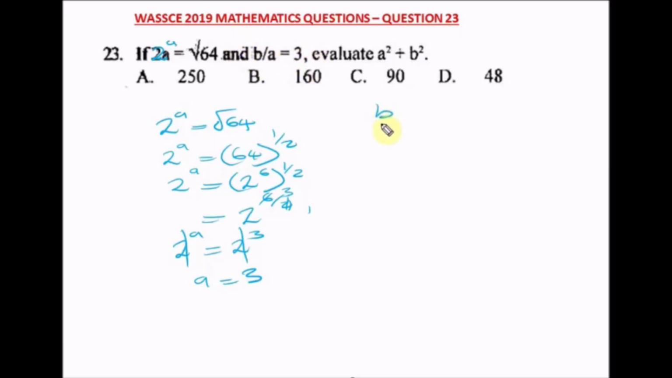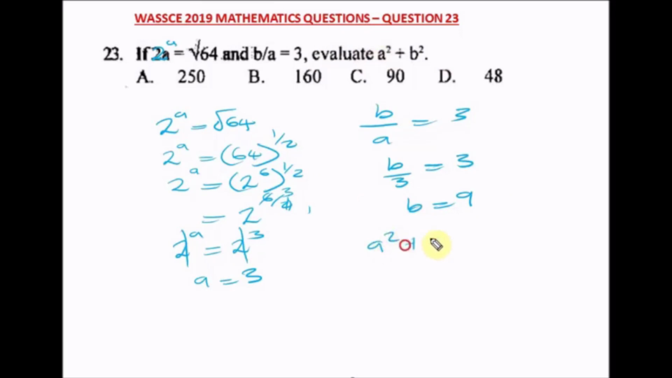They said b over a is equal to what? 3. So our a is 3, so we have b over 3 is equal to 3. So b will definitely be cross multiplying. b will be 3 times 3, which is 9. Okay, so b is 9. So from here, it's easy for us to evaluate.